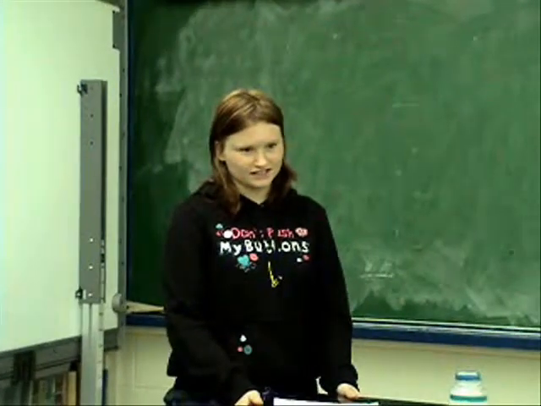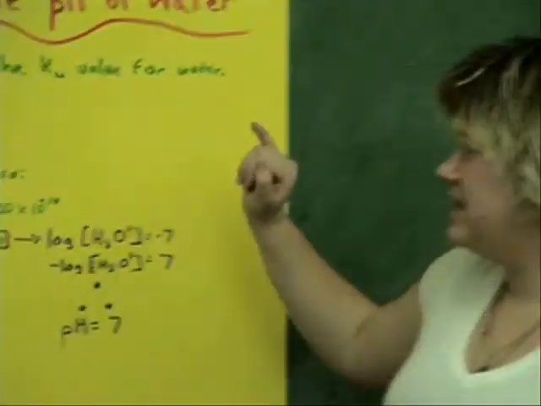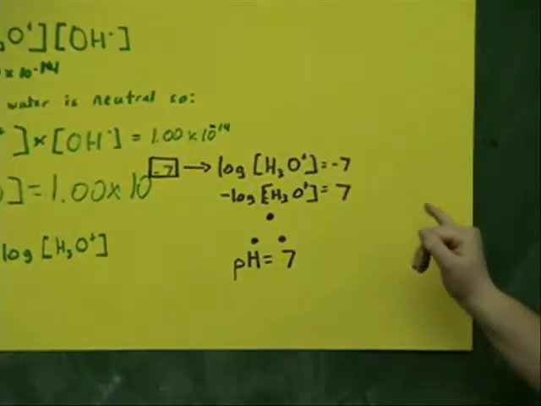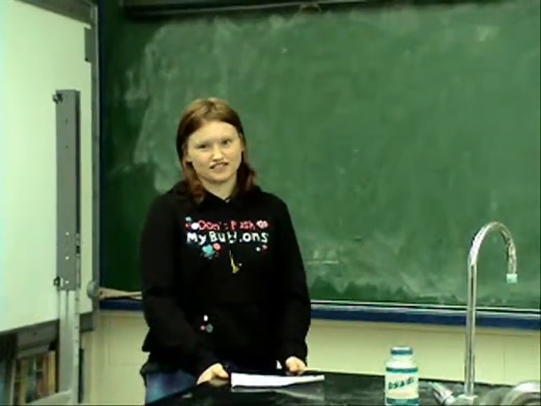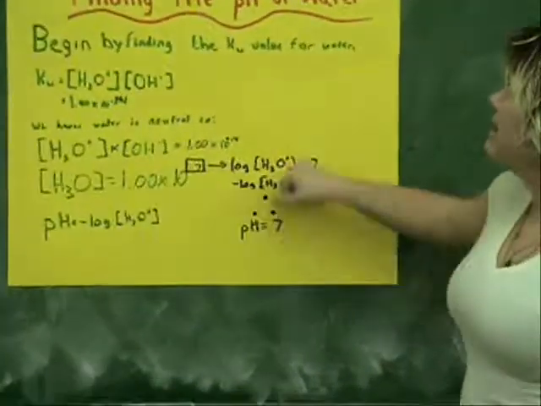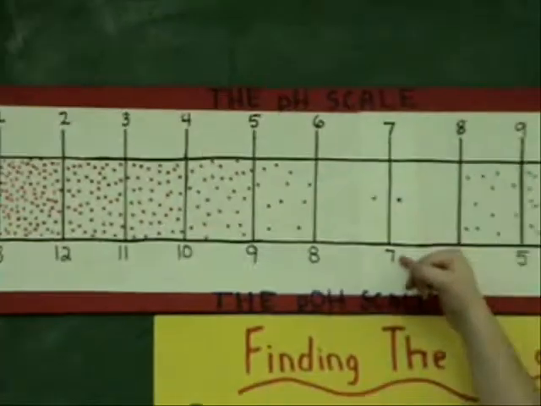And since it's neutral, the pOH, which is the measure of hydroxide ion concentration in a solution, will be exactly the same at 7. Therefore, it's neutral.